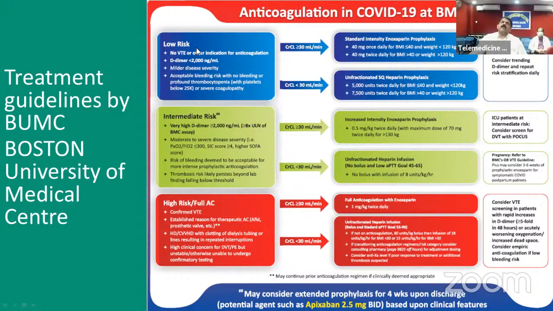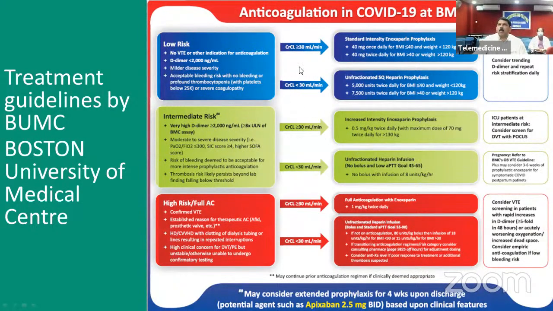So in them, you have to see again the creatinine clearance is more than 30 or less than 30. If it is more than 30, comfortably you can start with enoxaparin, 40 milligram once daily for BMI less than 40, 40 milligram twice daily for BMI more than 40 when weight is around less than 120 or more than 120. So this is the standard intensity enoxaparin prophylaxis in patient where the BMI is taken into consideration, creatinine clearance is taken into consideration, and risk factor is taken into consideration.